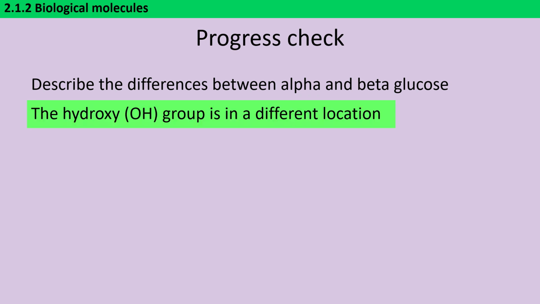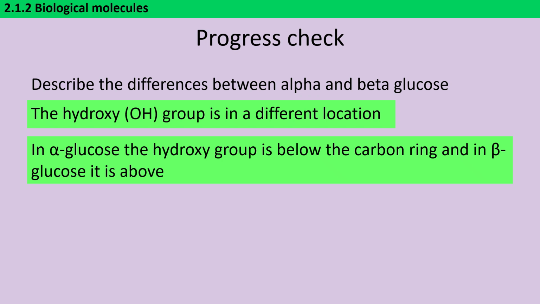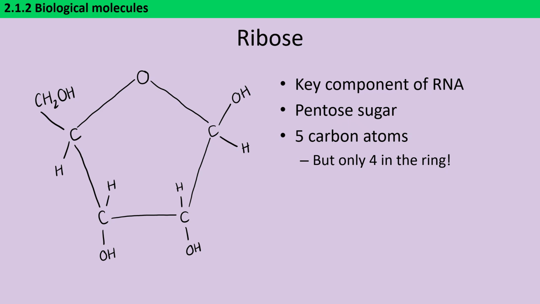So the important thing here is about the position of that hydroxy group, because in alpha glucose, that group is below the carbon ring, but in beta glucose, it's above. The next monosaccharide we're going to concentrate on is ribose.